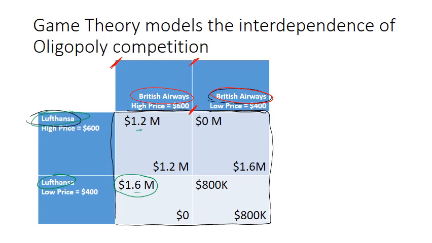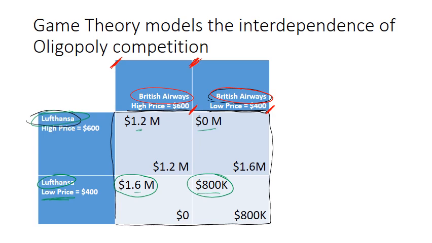Now, British Airways also may choose to go with a low price. And if British Airways chooses a low price, that puts Lufthansa in the right-hand column. And they're now thinking, if British Airways were to choose a low price, would I be better off choosing a high price, or would I be better off choosing a low price? Obviously, 800,000 is better than 0. So it looks as though Lufthansa is actually going to choose a low price no matter what British Airways does. We're going to refer to that as a dominant strategy.